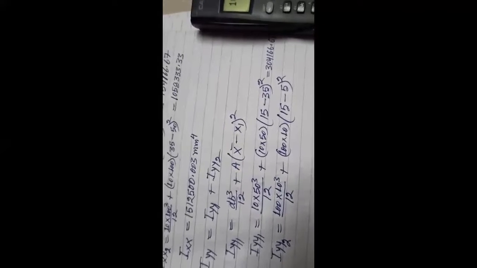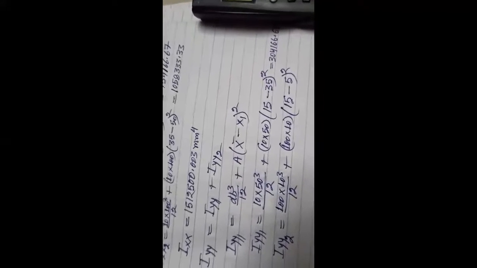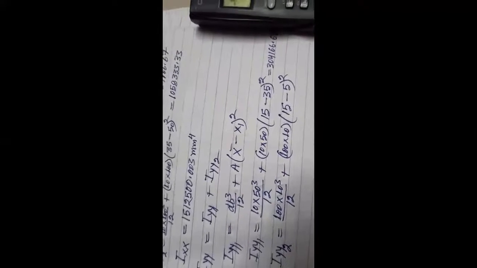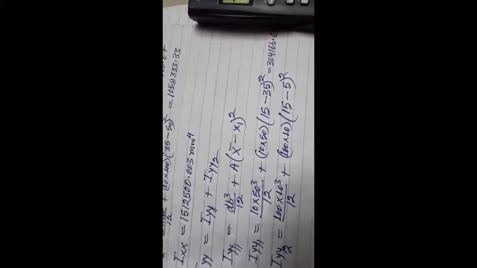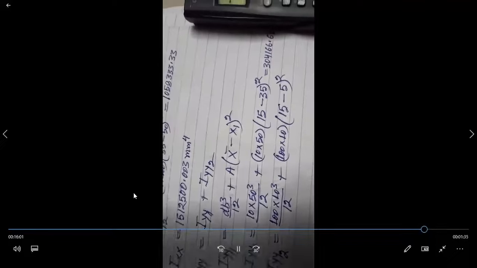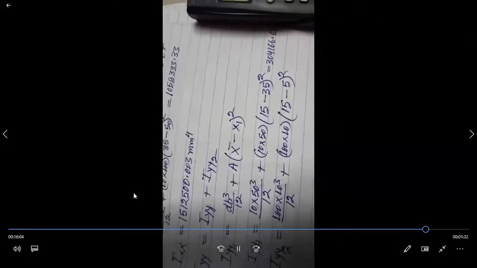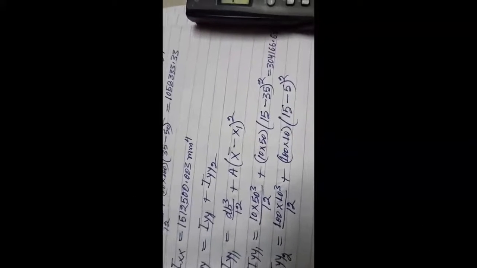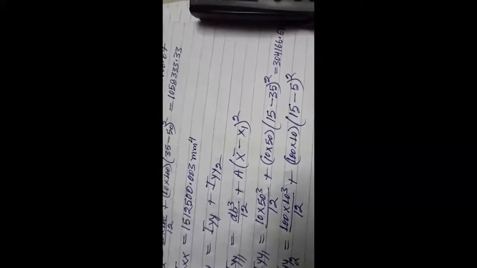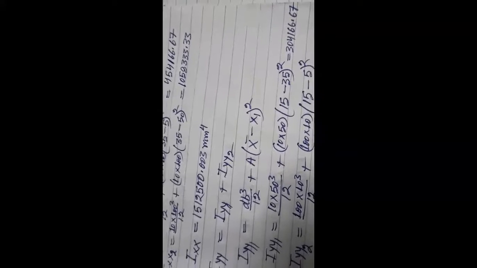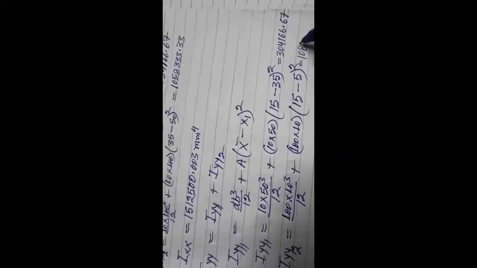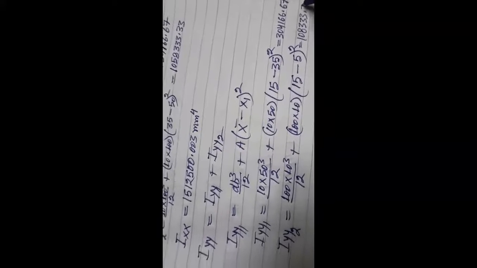100 into 10 cube divided by 12 plus 100 into 10 into 15 minus 5 the square is equal to 108,333.33.